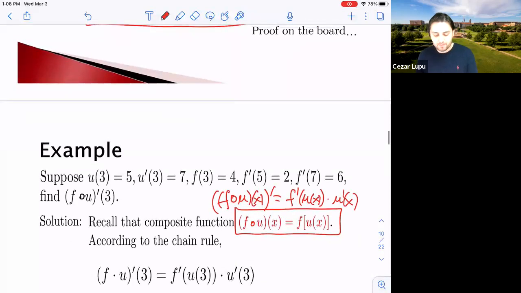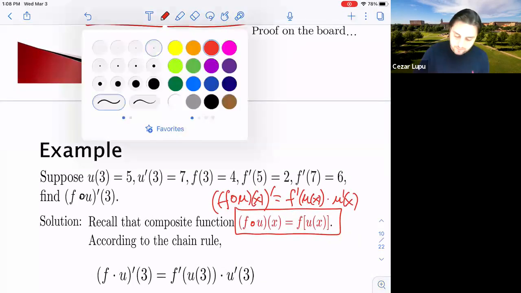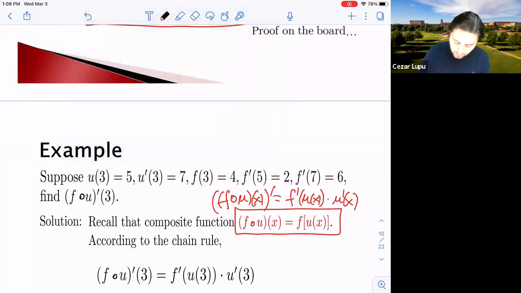So let's see. Again, this is a circ, right? I would like you to distinguish between the two. So f of u, by the chain rule, right? Here we apply the chain rule. It's right here.